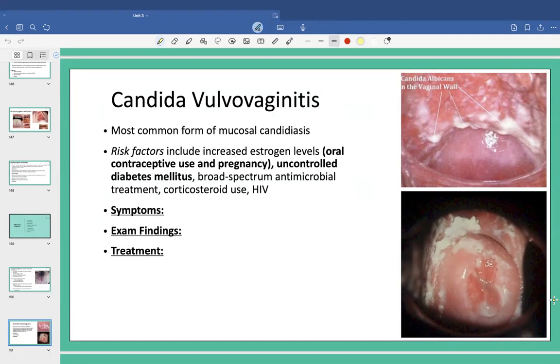And what are their symptoms going to be? Itching, cheese-like discharge, dysuria, burning, irritation. Dyspareunia, I'm going to say that word, dyspareunia, painful intercourse.